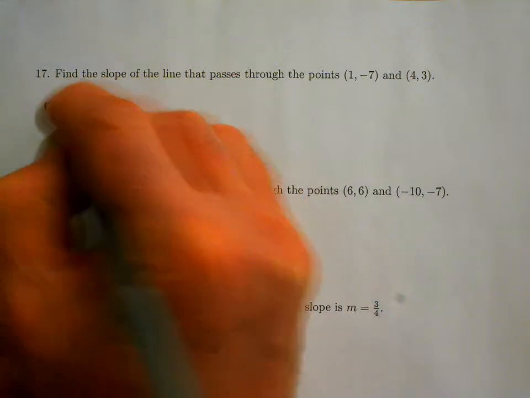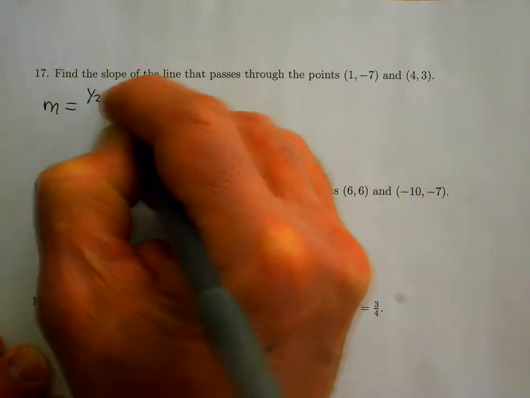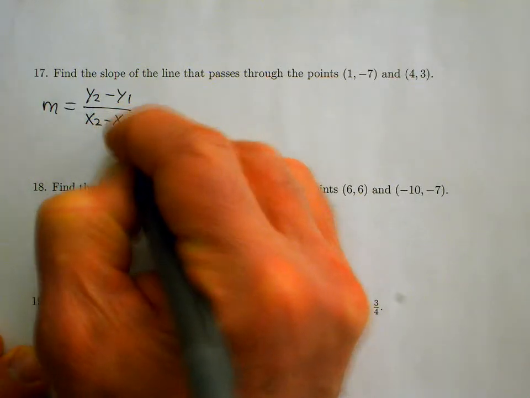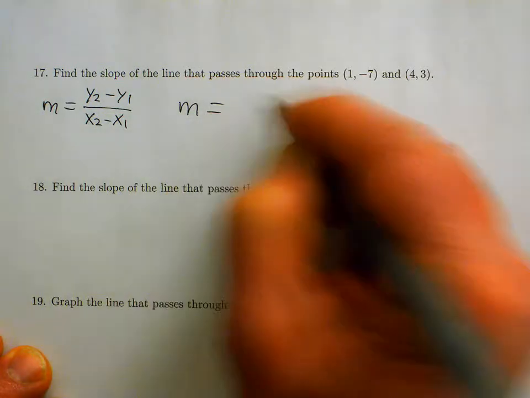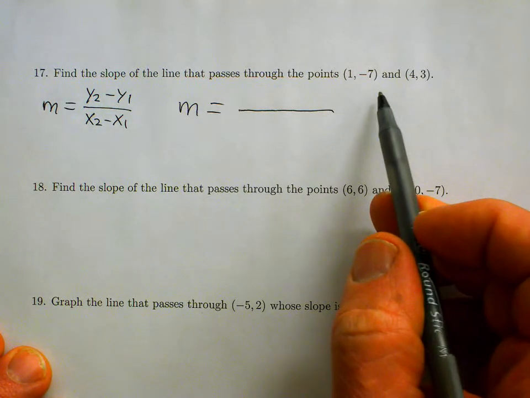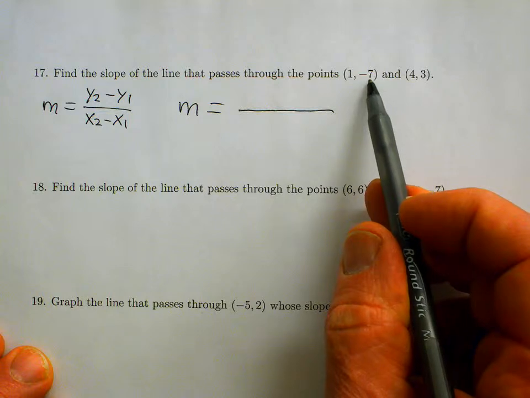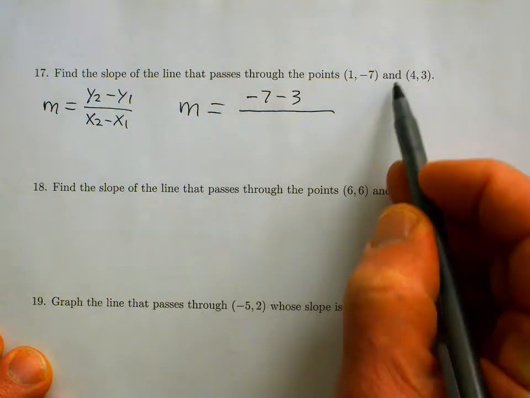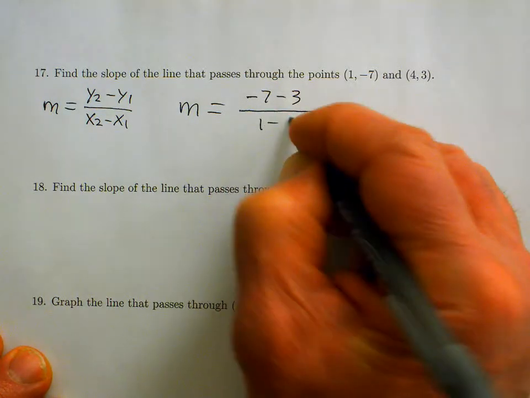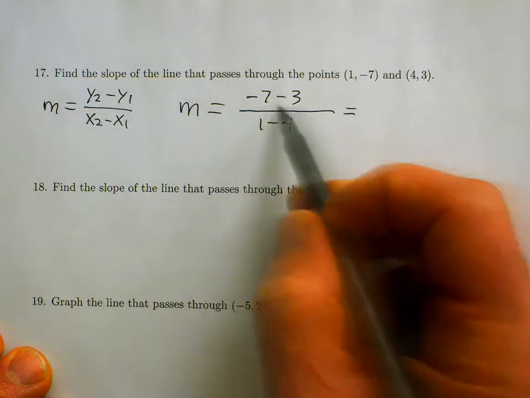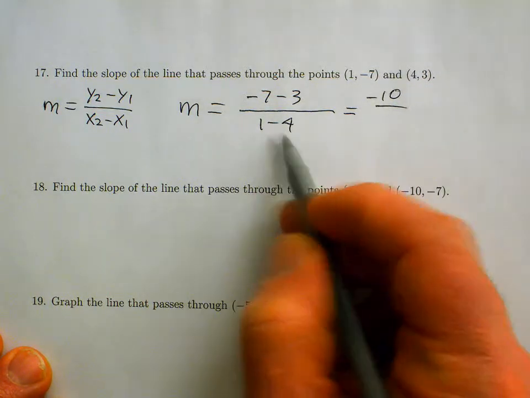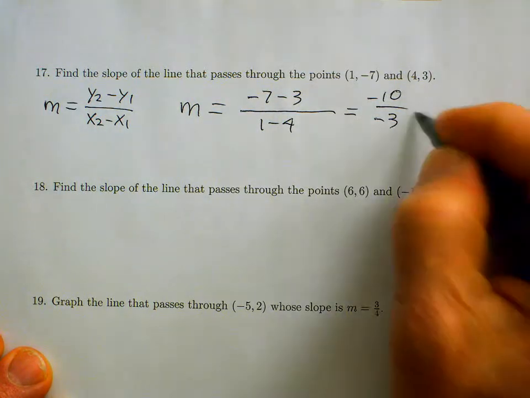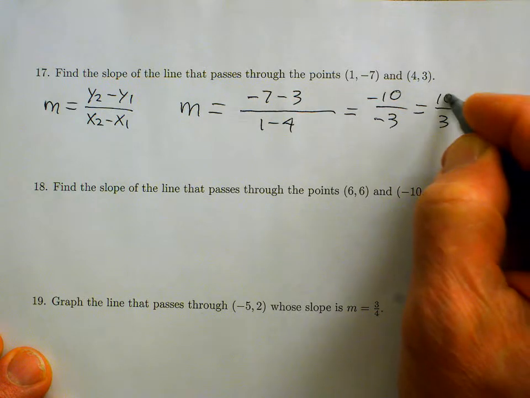So the slope formula, I'll write that down. The numerator is y2 minus y1. That represents the rise. And then the denominator, x2 minus x1. So for these 2 points, in the numerator, I'm going to pick y2 to be -7. So the numerator will be -7 minus 3, and the denominator will be 1 minus 4. And then -7 minus 3 is -10. 1 minus 4 is -3. We can simplify further because -10 divided by -3 is positive 10/3. So that's the slope.